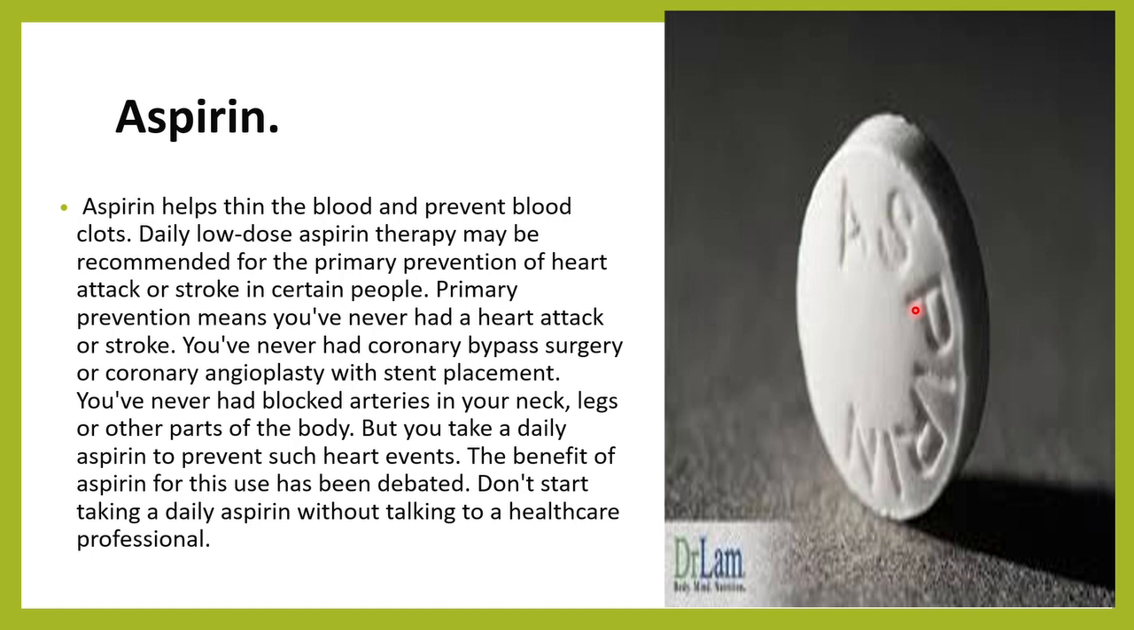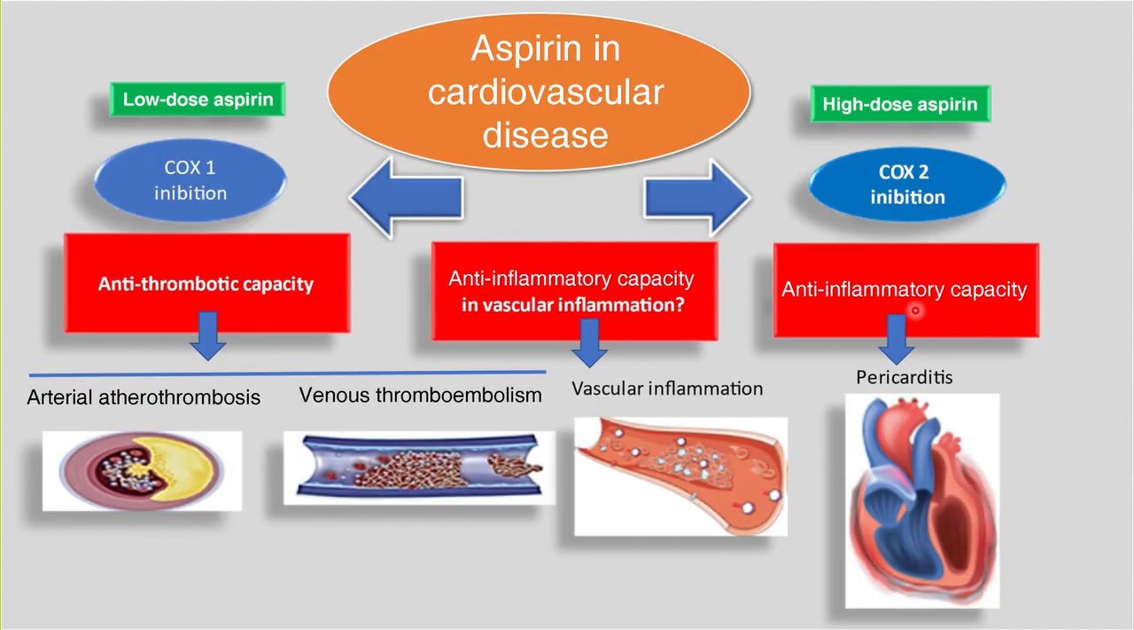The benefit of aspirin is still debated, so it's always better to discuss with the doctor before starting aspirin. So how does aspirin act as an anti-inflammatory or anti-thrombotic agent? Because of the inhibition of COX. So low dose aspirin will inhibit COX, and it has an anti-thrombotic capacity. Hence arterial atherothrombosis and venous thromboembolism are reduced. It also has an anti-inflammatory capacity, and hence it prevents pericarditis, etc.